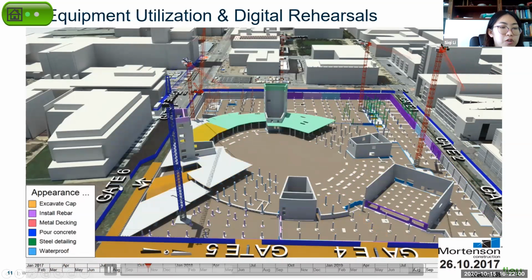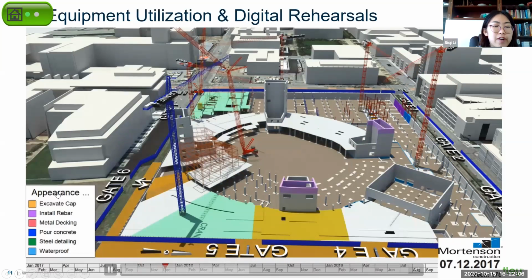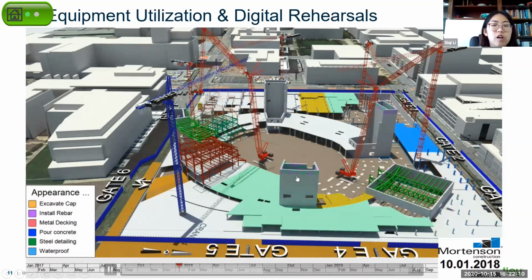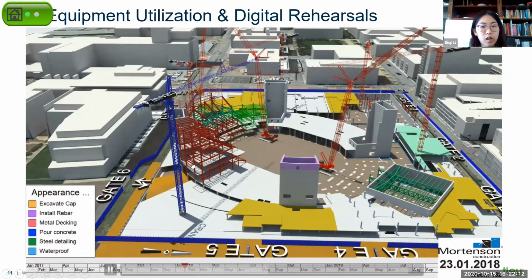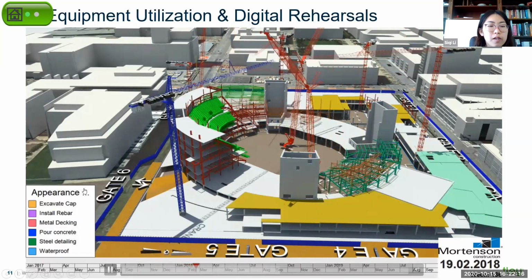And also for these colors over here, they're called appearance profiles. And we use these appearance profiles, different colors, to show the different construction process of this object. And we will also talk about these appearance profiles later in our workshop.